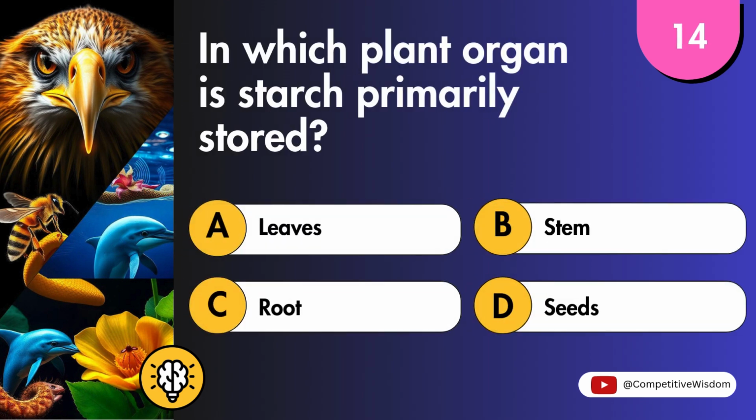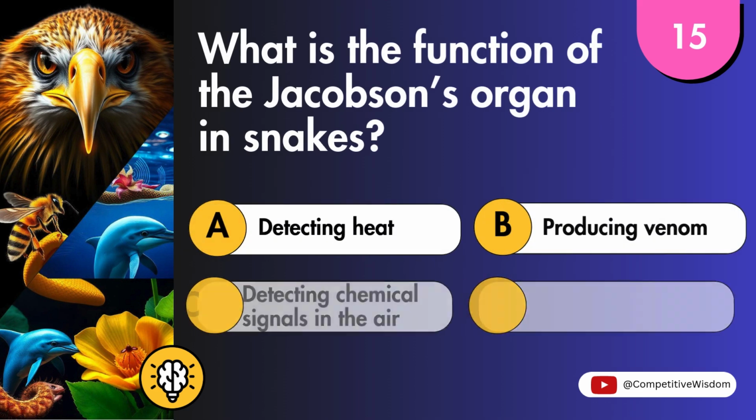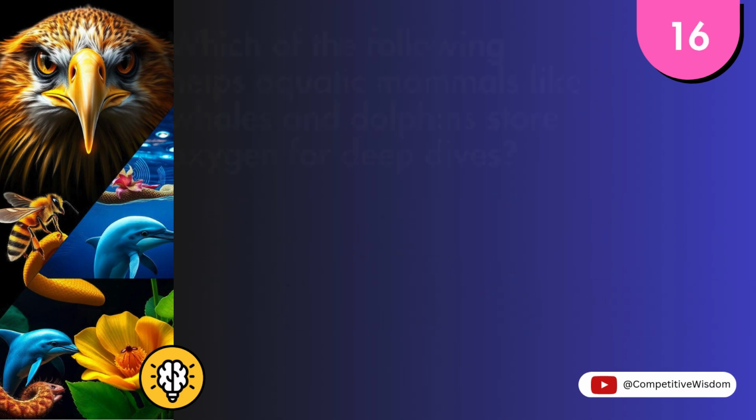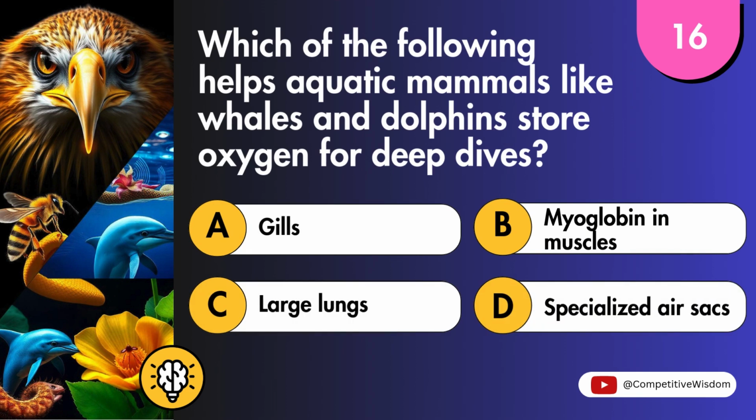In which plant organ is starch primarily stored? What is the function of the Jacobson's organ in snakes? Which of the following helps aquatic mammals like whales and dolphins store oxygen for deep dives?